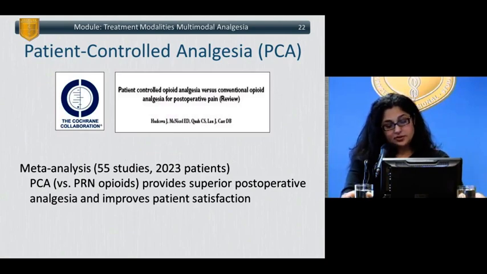There is some literature out there, as I mentioned, that patient-controlled analgesia improves patient satisfaction and is a superior type of postoperative analgesia compared to PRN dosing. This was a Cochrane database review that found similar findings.